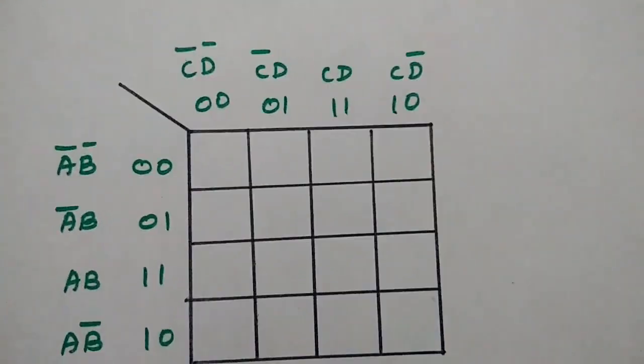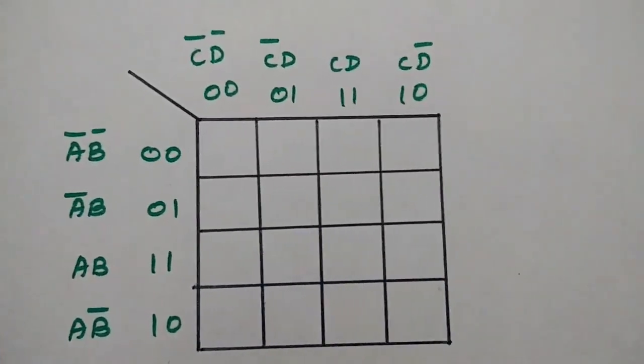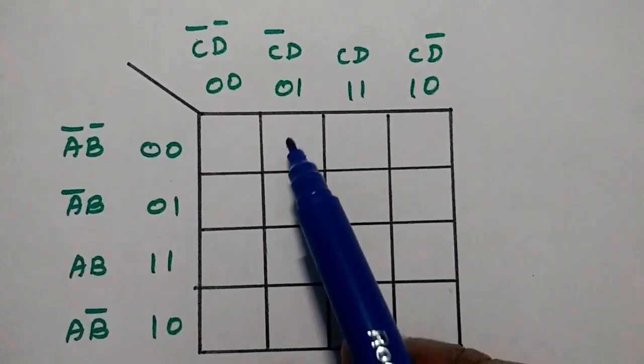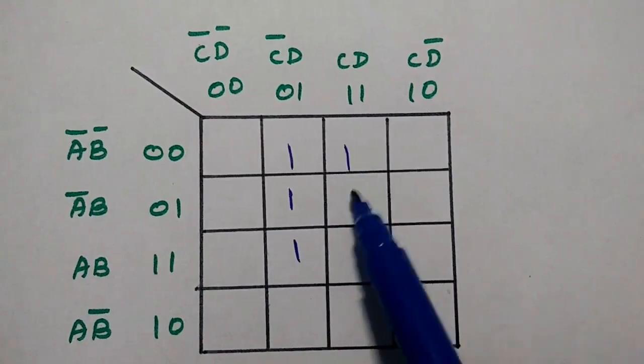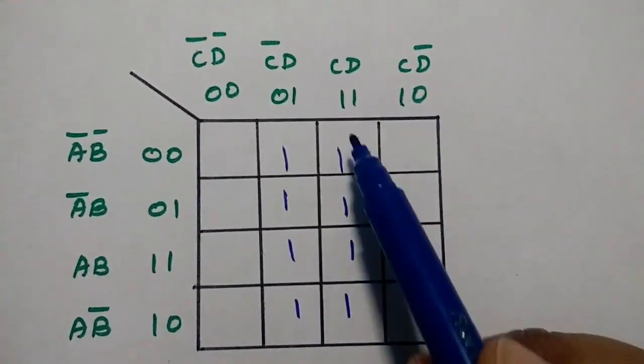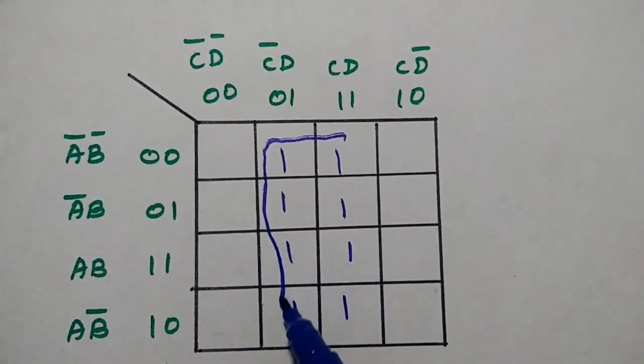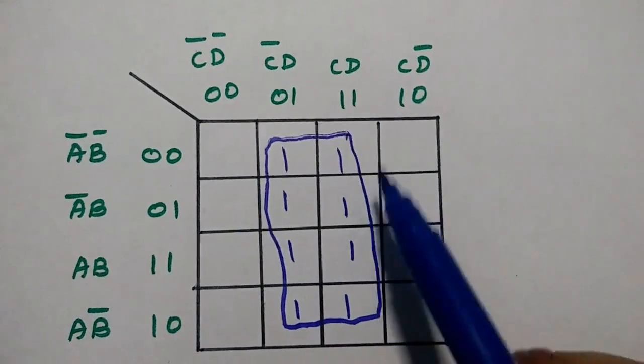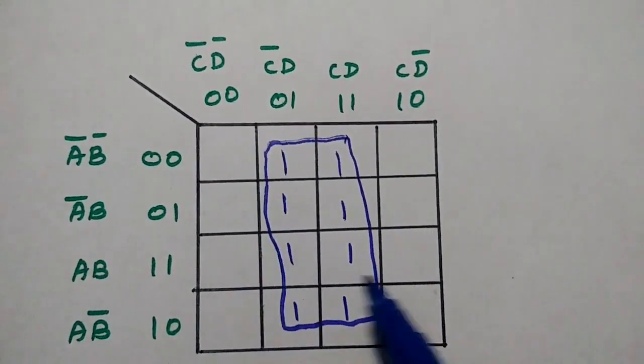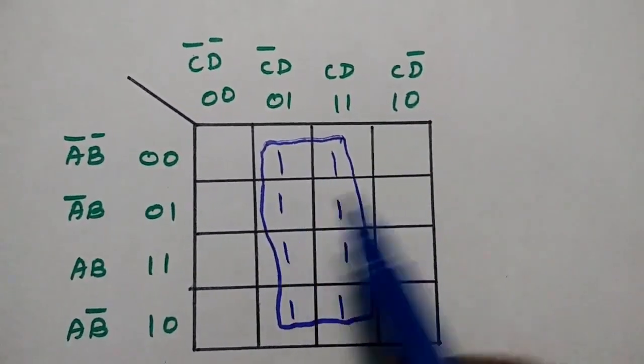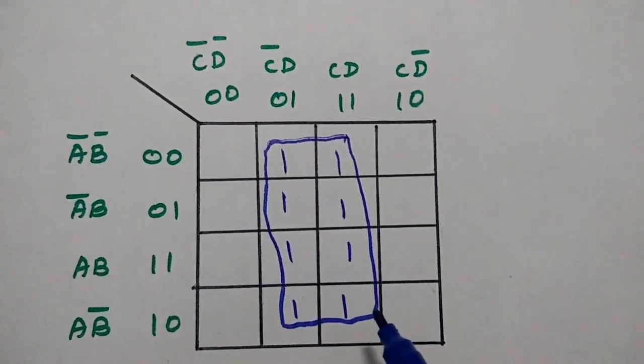Okay, so next one is 8 bits. So 8 bits means here you can say 1 1 1 1 1 1 1 1. We can group these 8 bits in a horizontal order or in a vertical order. Okay, so this is how we can make an octet.